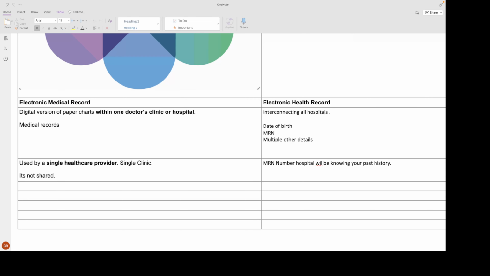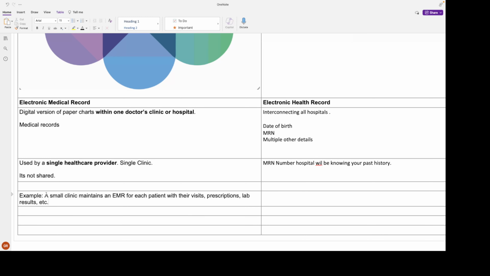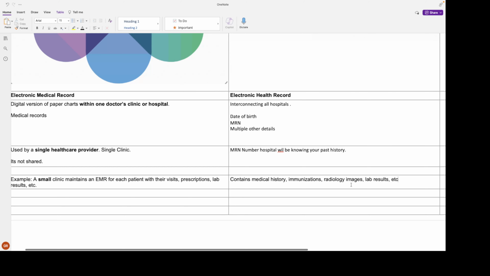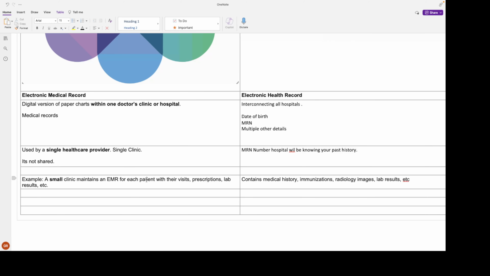So we will take one example of when EMR plays a major role. If there are small clinics which are maintaining your details like your visits and prescriptions, that doesn't need to be shared with everyone. If there is some full-fledged treatment being given to you and that needs to be shared, that will come under EHR. That contains your medical history, immunization, radiology, and a lot of other crucial information. If you are visiting a hospital or clinic, it doesn't matter if that visit is shared across different hospitals and clouds. The only important thing would be something like medical history and everything.